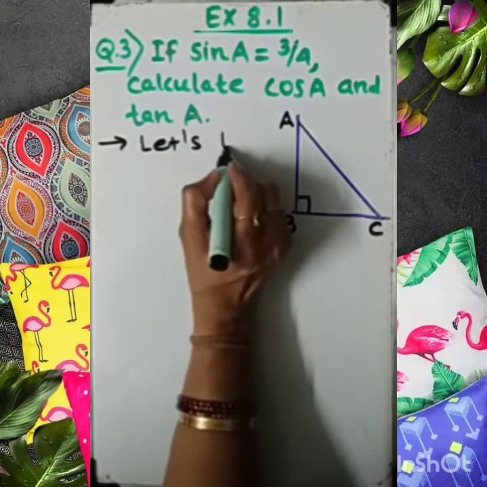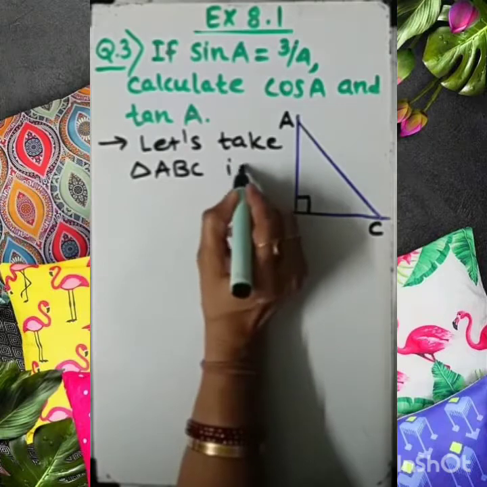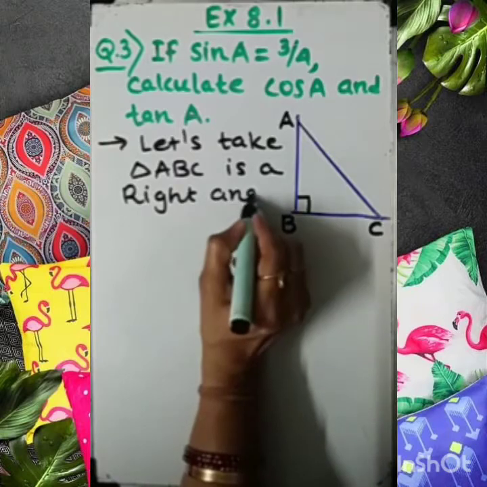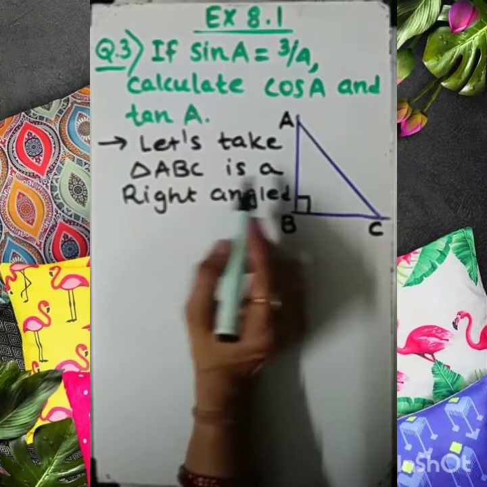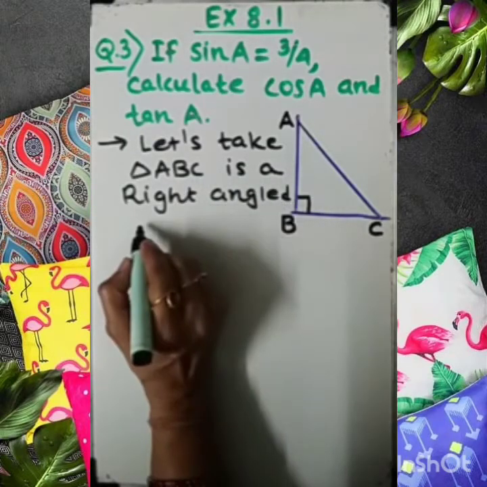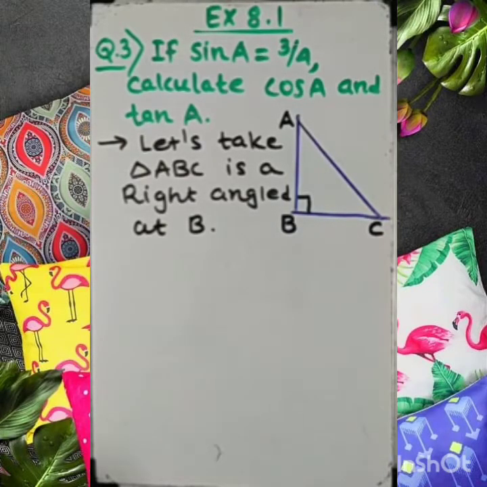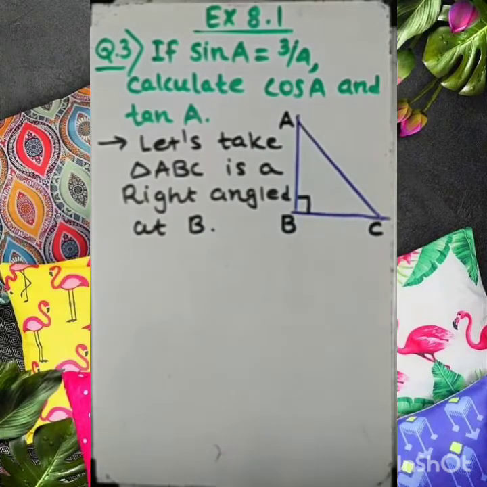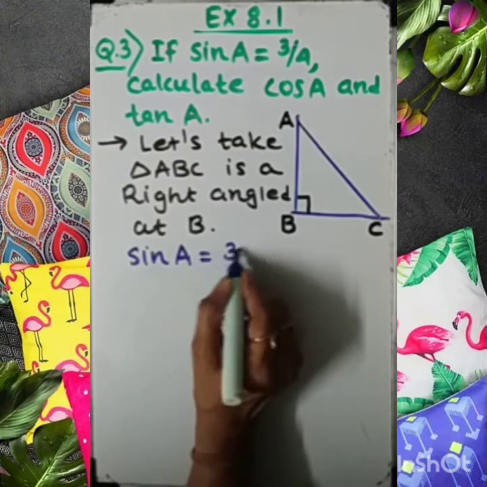We need to write, let's take triangle ABC is right angled at B. We are doing this on our own, so we need to mention it. You can form the sentence on your own. Now dear student, if B is a right angle, then how can we justify this sin A? So quickly, in the next step, we need to mention what we are given: sin A equals 3 by 4.